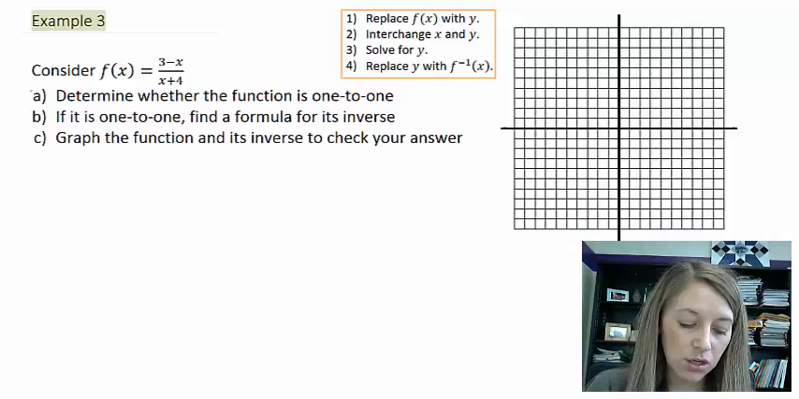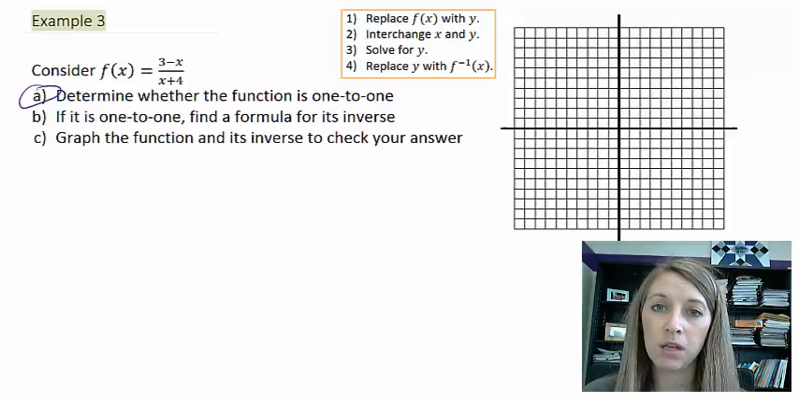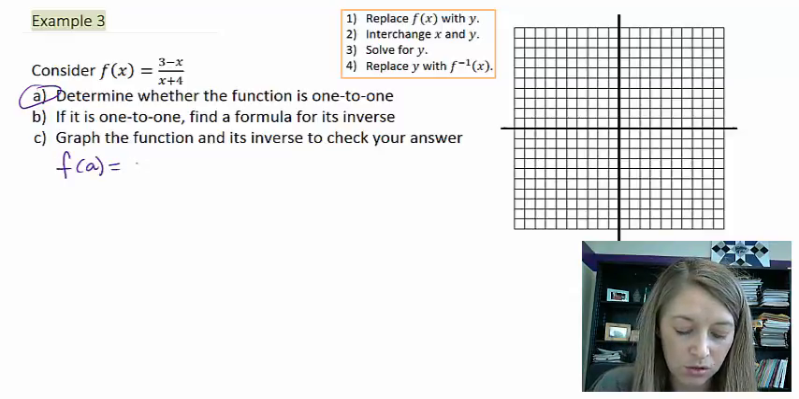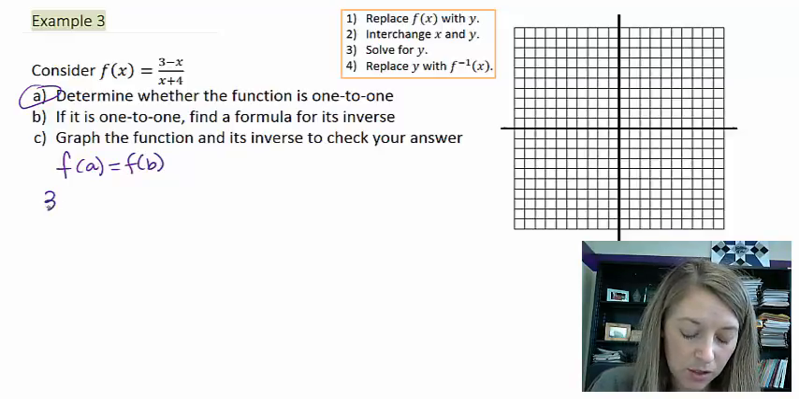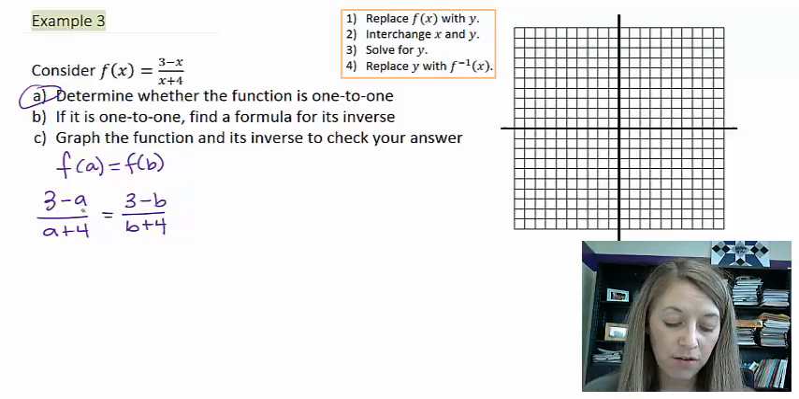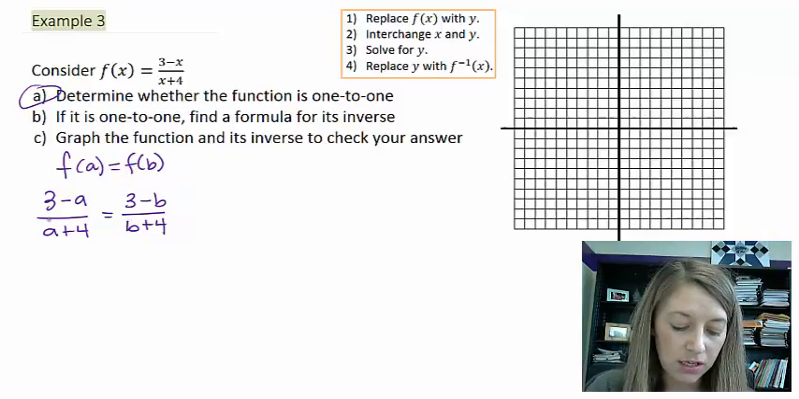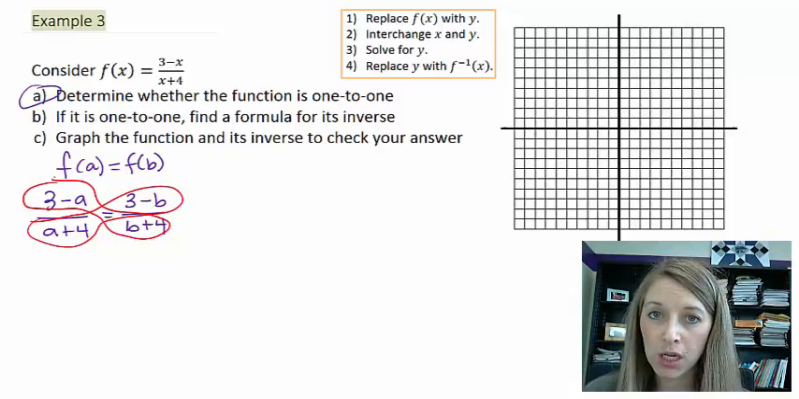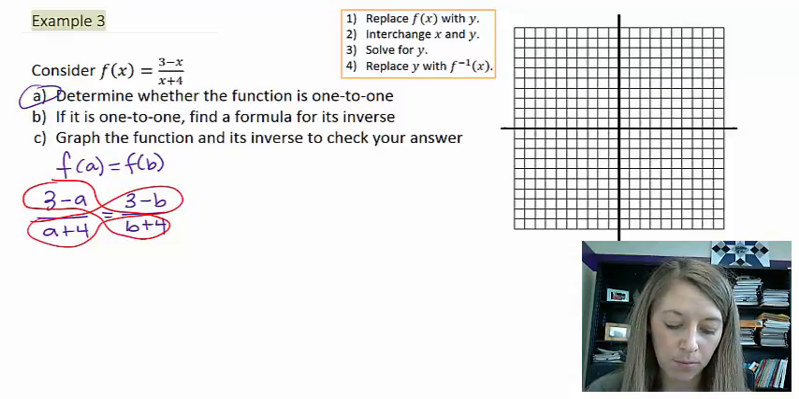So in part A, to determine if this one is one-to-one or not, again, we can graph it, or we can do our formal definition. That's what I'm going to go ahead and do here. f of a is equal to f of b is going to tell me that a has to be equal to b. So 3 minus a over a plus 4 is equal to 3 minus b over b plus 4. When I have one fraction equal to one fraction, the easiest way to go about it is to cross multiply, or we can do that fraction magic trick and multiply by the least common denominator on both sides.